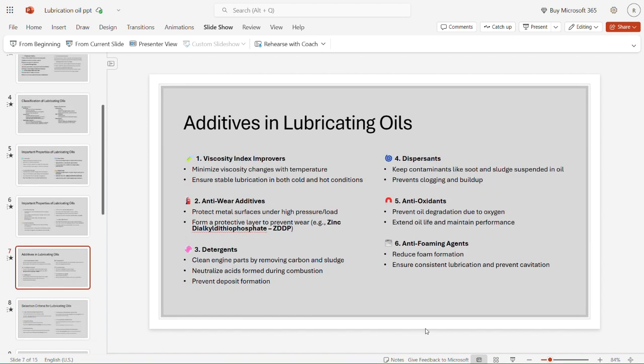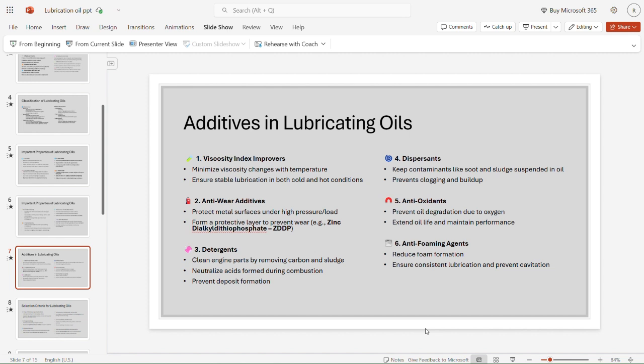Our next slide is about the additives used in a lubricating oil. Basically, an additive is a substance or material which is used to enhance the efficiency or the properties of lubricating oil. The first one is viscosity index improver. As we discussed, viscosity index is an important property of the lubricating oil. So there is one additive known as viscosity index improver, which minimizes the viscosity changes with temperature and ensures stable lubrication in both cold and hot conditions.